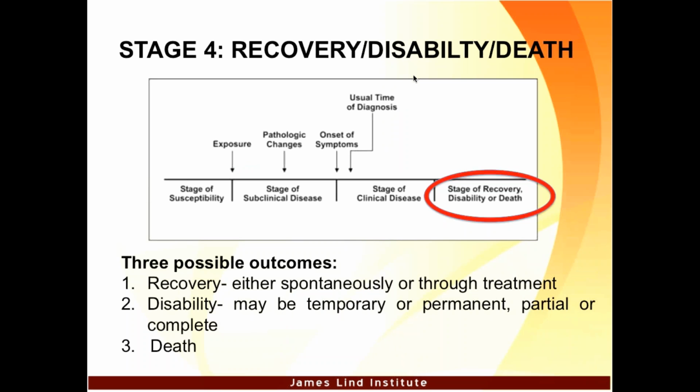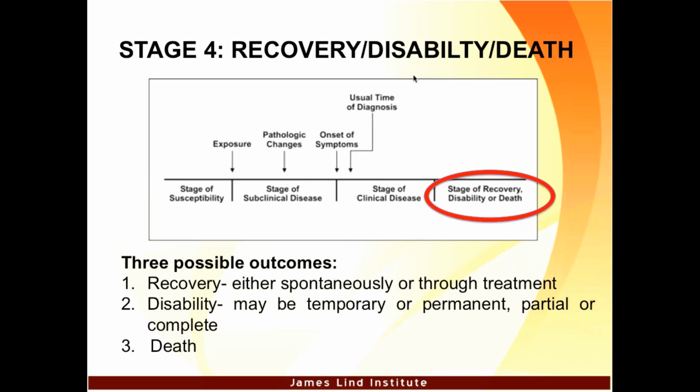So the outcome of the disease is the last stage, and here one can have recovery. That can be spontaneous, in other words, without treatment, or it can be as a result of treatment. Many illnesses recover on their own. They might just take a little bit longer. A chest infection, for example, could go on for 8 weeks without treatment, but with treatment it might be reduced to 4 weeks or 3 weeks. Disability can be temporary or permanent. For example, if somebody tears a ligament in their ankle, they might not be able to walk for several weeks, but soon enough it will recover.